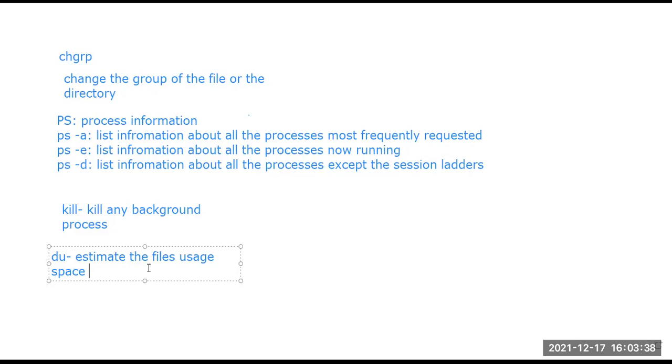So du is used to estimate the file usage space under a particular directory or a file. So this command can help us here.